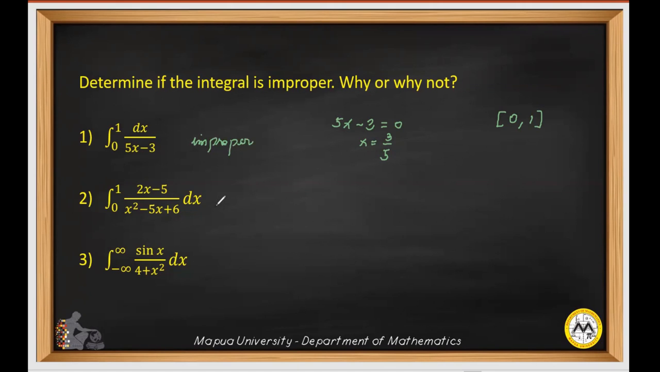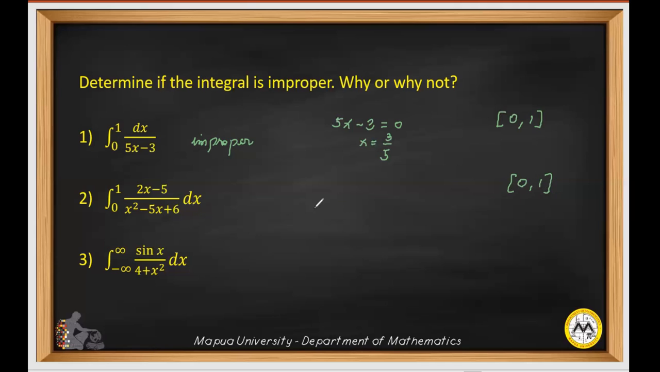Now what about the second one? We have the integral of 2x minus 5 divided by x squared minus 5x plus 6, and we are going to evaluate the integral from the lower limit 0 to the upper limit 1. Here we have to determine whether the given integrand, the function 2x minus 5 over x squared minus 5x plus 6, is continuous within the interval.